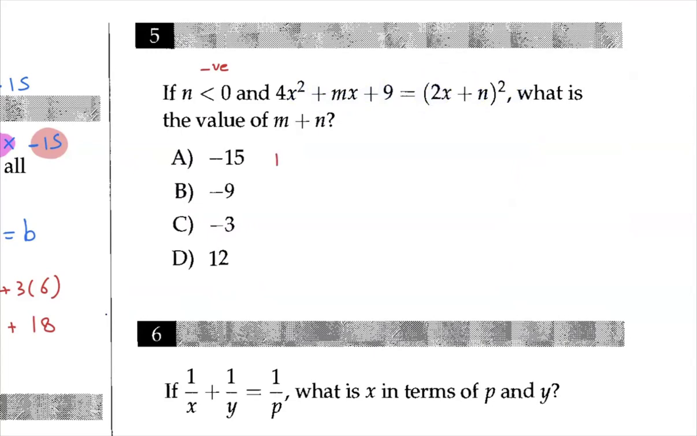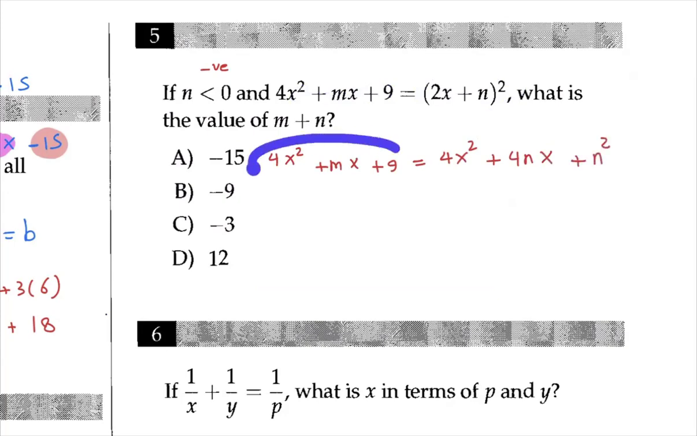Let's bring down 4x squared plus mx plus 9. And all of these are equal to, what is the first square? 2x squared is 4x squared, plus first times the second times the 2. It's going to be 4nx.